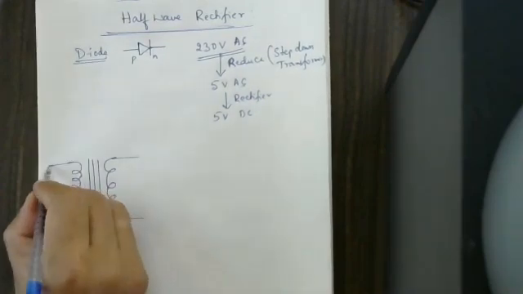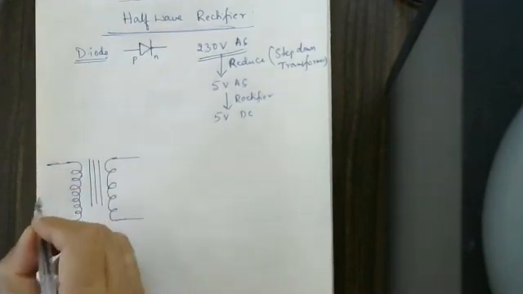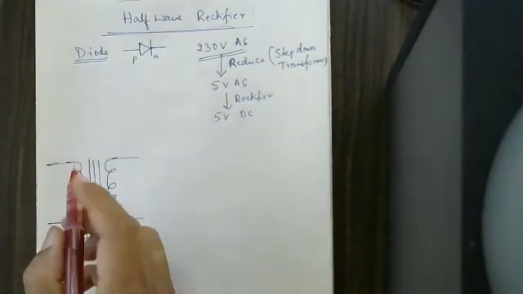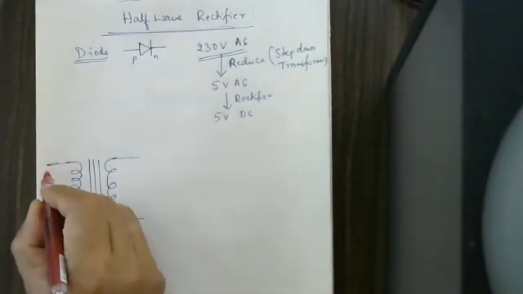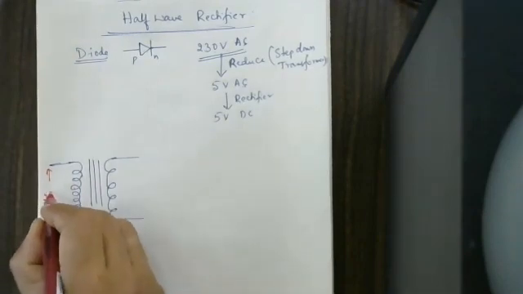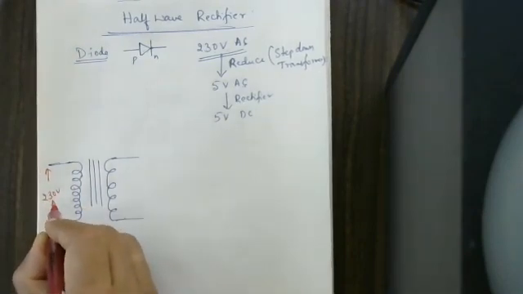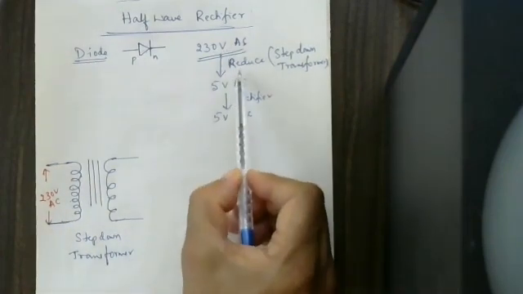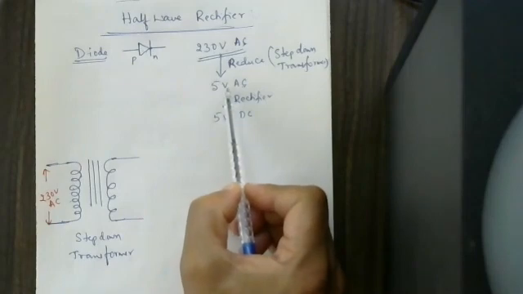Here we are connecting a 230 volt supply. At home, the plug is there. That plug we are going to connect here. This connection is said to be 230 volts AC. Now this transformer reduces the 230 volts AC supply to maybe 5 volts, 10 volts.